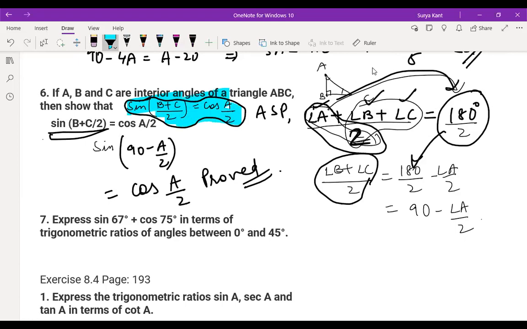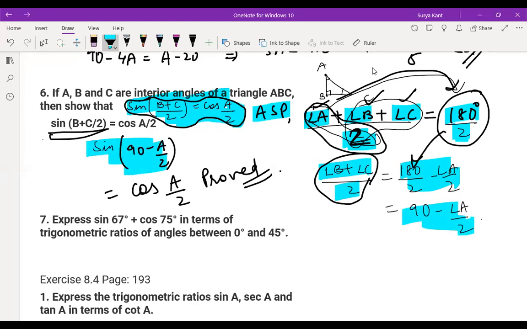Sir, how to write it, stepwise or directly? Step by step. First, you have to start from here: angle sum property. Angle A plus angle B plus angle C is equal to 180. Dividing by 2 on both sides, you write what you get. So first you find this one, then you start from here. This whole part is your first step, and you can start the second step here. Understood? Yes, sir. Thank you.